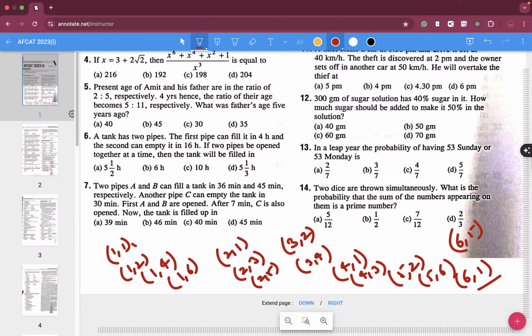In each of these cases the sum is a prime number: 2, 3, 5, 7, 11.